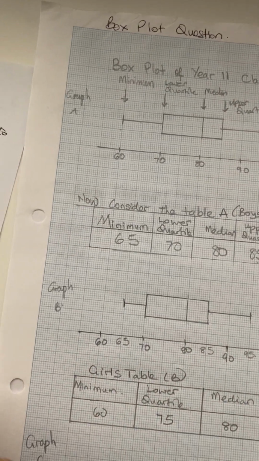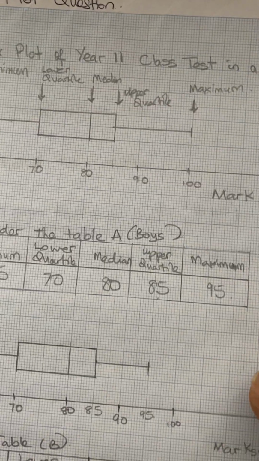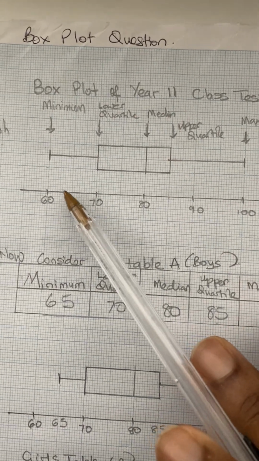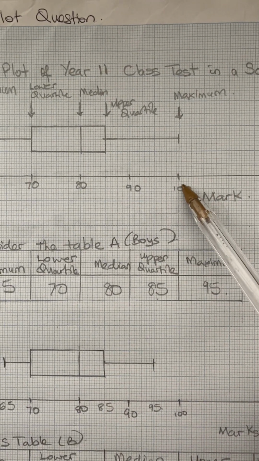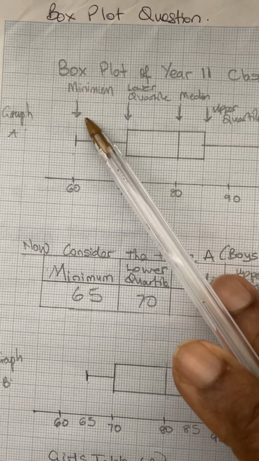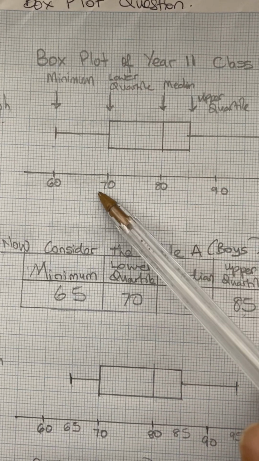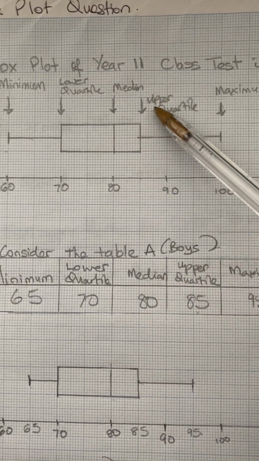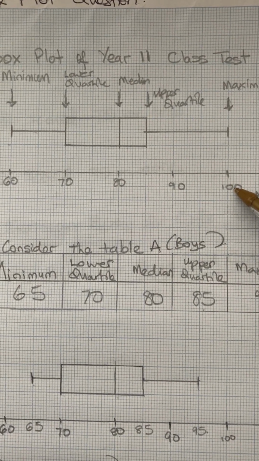Okay, let me take this out of your way. So this is the box plot they've given you. Okay, they have labeled it from 60 to the 100 mark. Okay, so the one that they've given you here is the minimum is 60, lower quartile is 70, the median is 80, the upper quartile is 85, and then the maximum mark is 100.